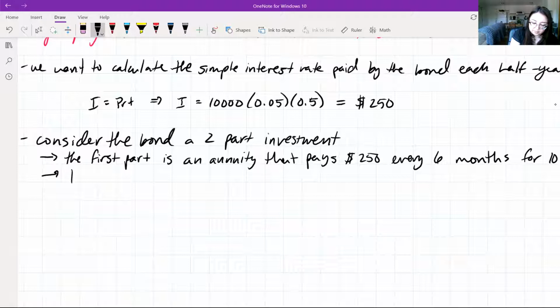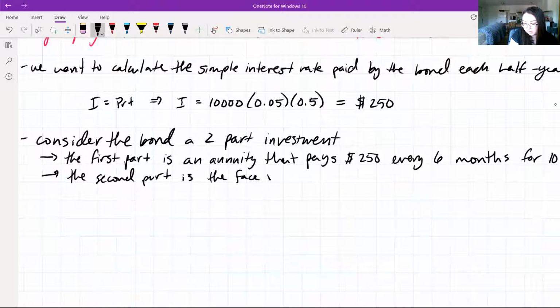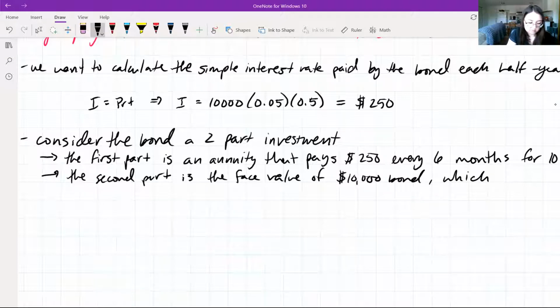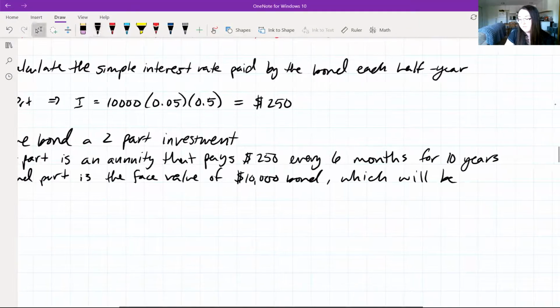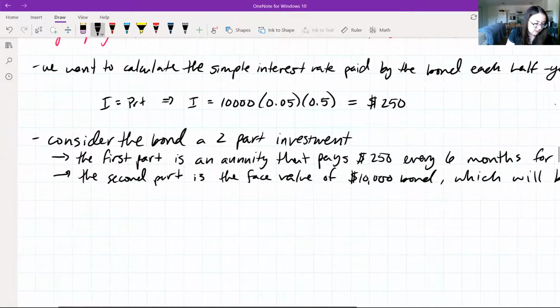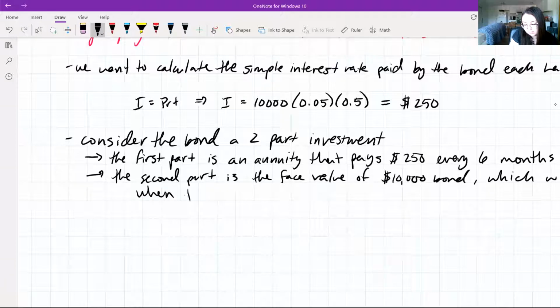Now the second part is going to be the face value of our $10,000 bond, which will end up being paid when the bond matures after 10 years.